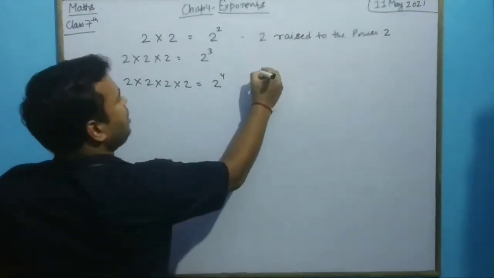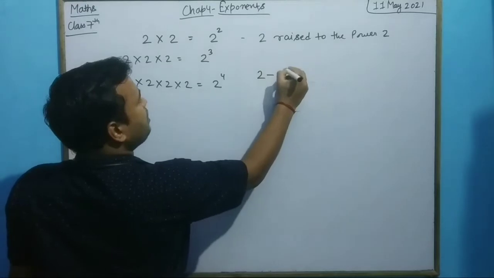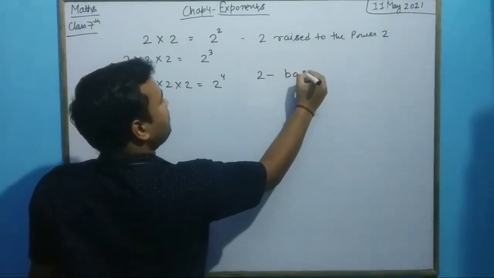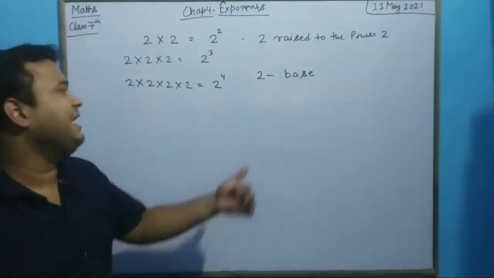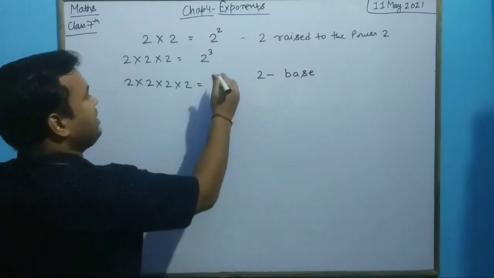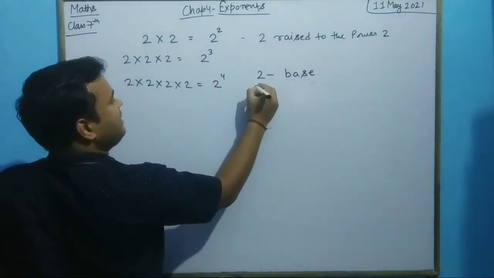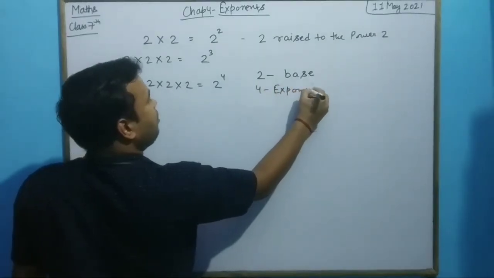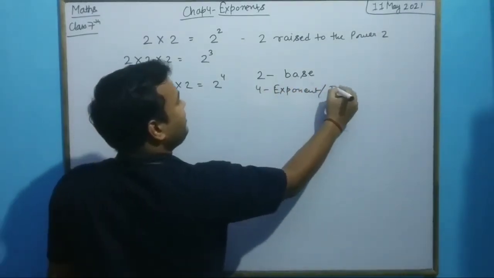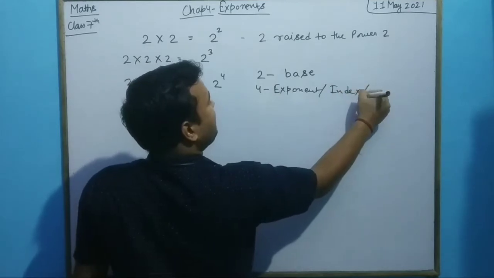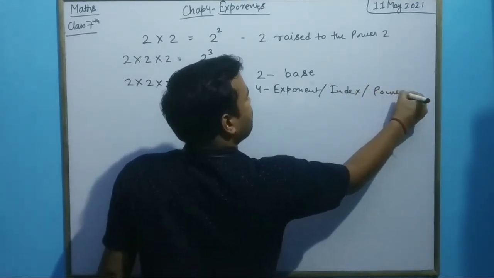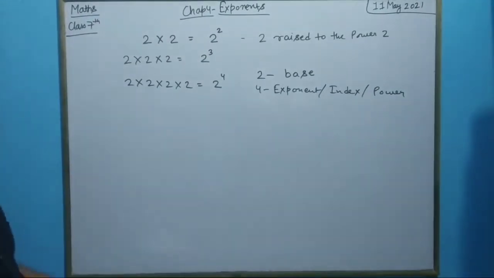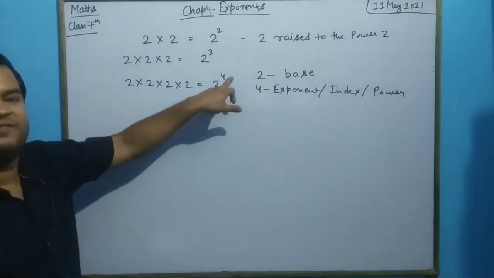So here the number 2 is known as base. Whose power is being taken is known as base, and the number of times, that is 4 here, is known as exponent, or we can say it index, or we can say it as the power. So this is the exponent. Here 2 is the base, 4 is the exponent.